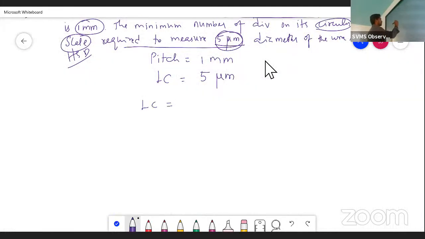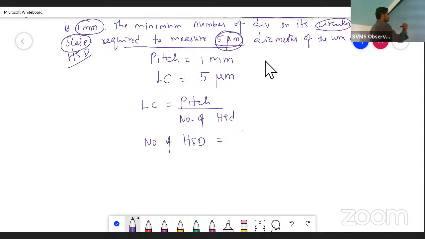Least count is equal to pitch divided by number of head scale divisions. I want to take this: number of head scale divisions is equal to pitch divided by least count. What is the pitch value? Pitch value is equal to 1 millimeter. What is the least count value? It is 5 micrometer. So the number of head scale divisions.